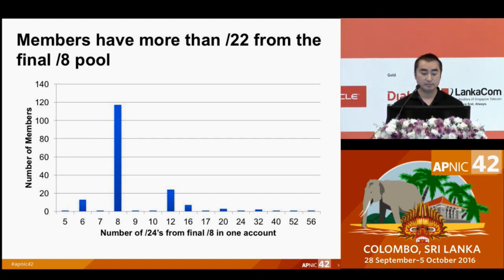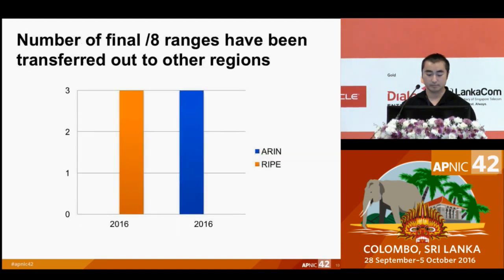So we're seeing that final /8 addresses are being transferred within the region, but where else are they going? We've seen some go from APNIC to other regions. So in these cases, it's a tie between the RIPE and ARIN regions. Both regions have 3 ranges each.